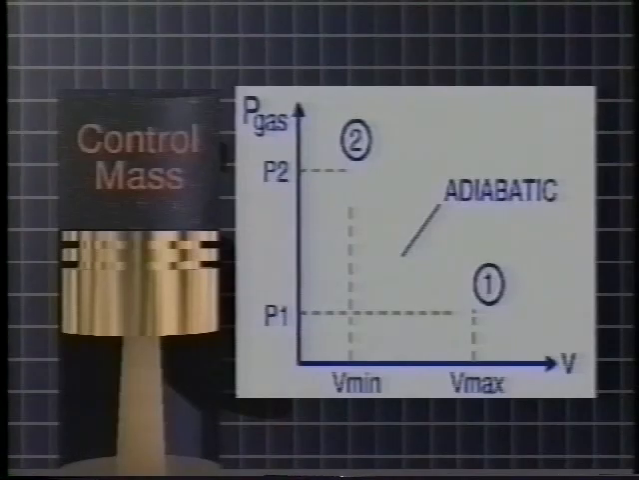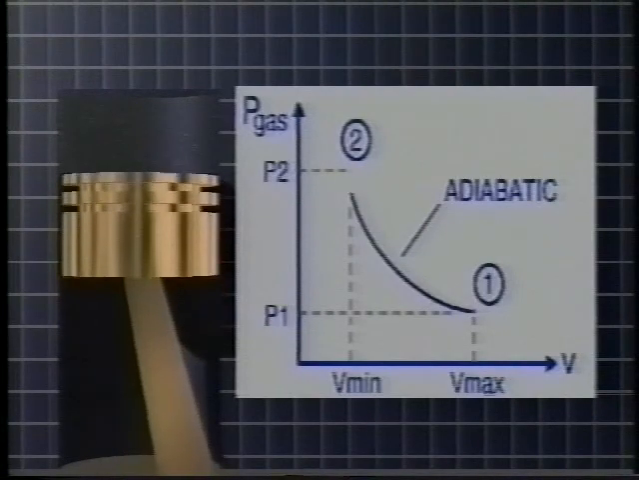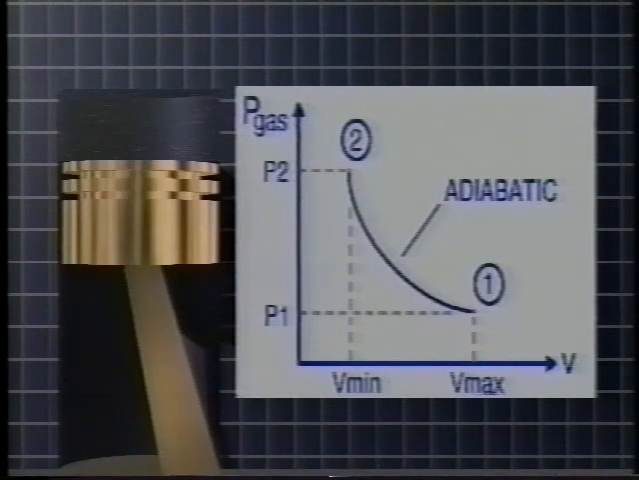Let's look at an ideal piston cylinder system that is perfectly insulated. The piston here is of negligible mass, so we can ignore inertial effects. The piston compresses the gas in the cylinder. The PV diagram for the gas shows an adiabatic compression from state 1 to state 2.